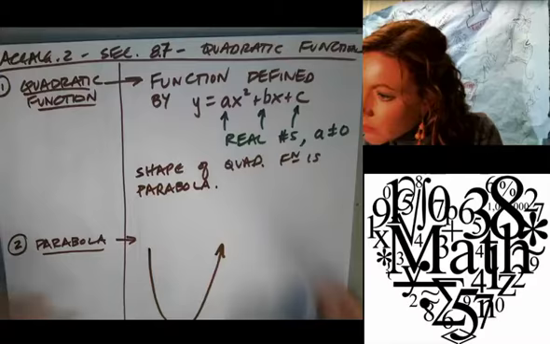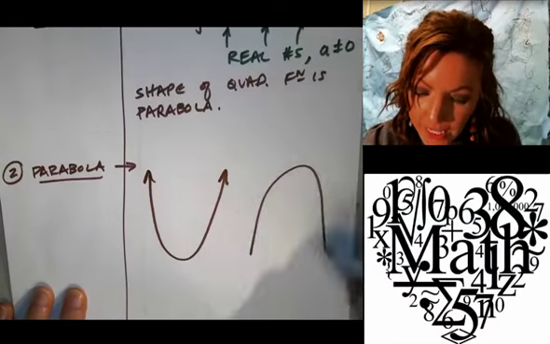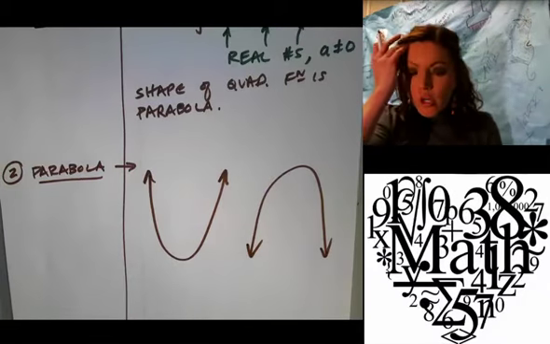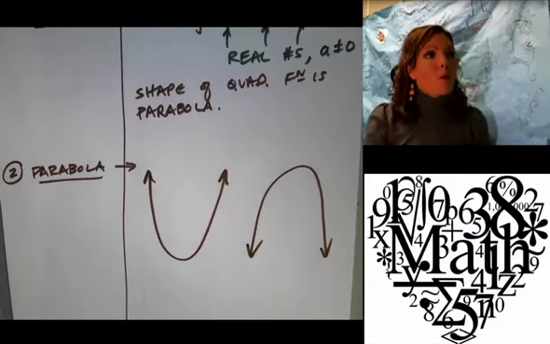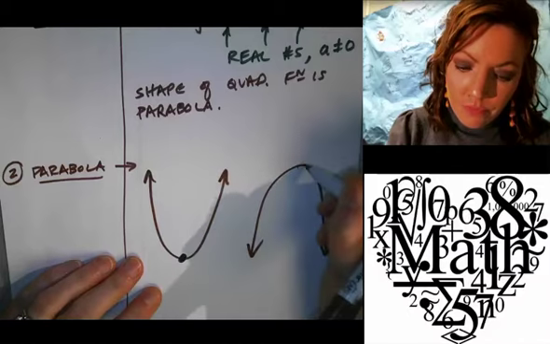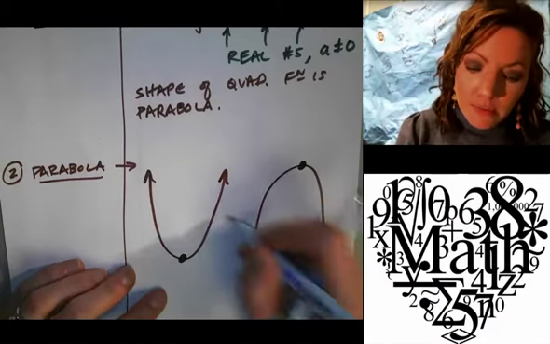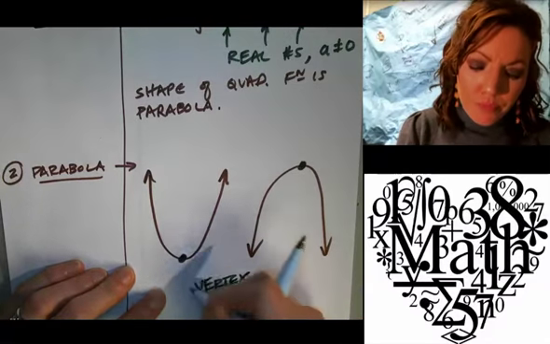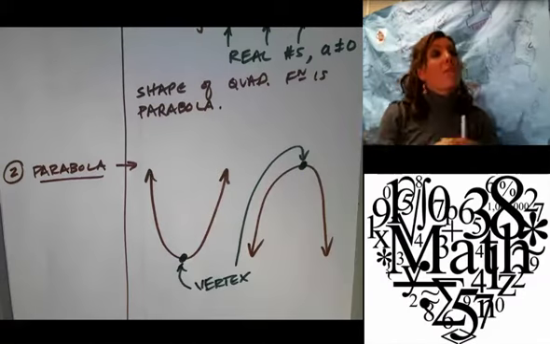Okay, so a parabola. A parabola is a big U, either upside down or upright. So let's go through some terminology here. The point where the parabola either bottoms out or tops out, anybody remember what that's called? Okay, so that's a vertex. So the vertex is either the very lowest point or the very highest point.